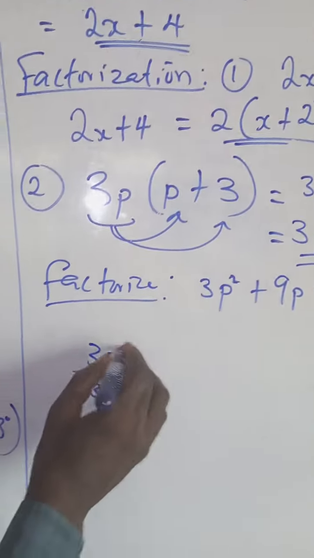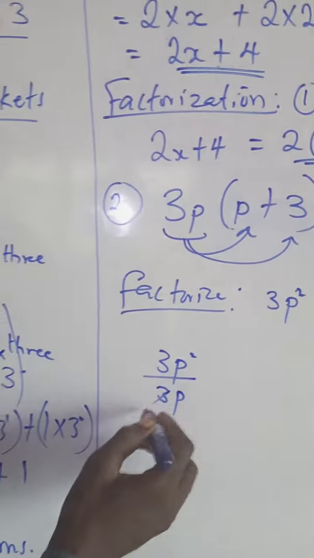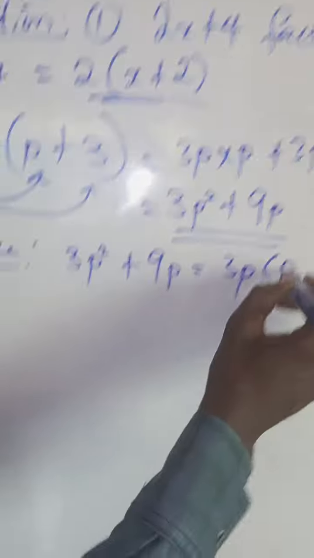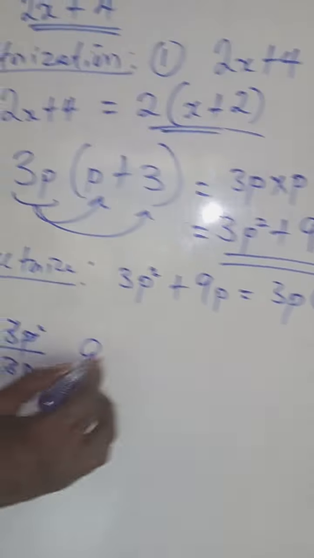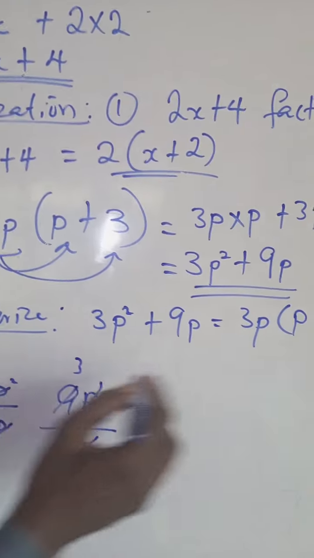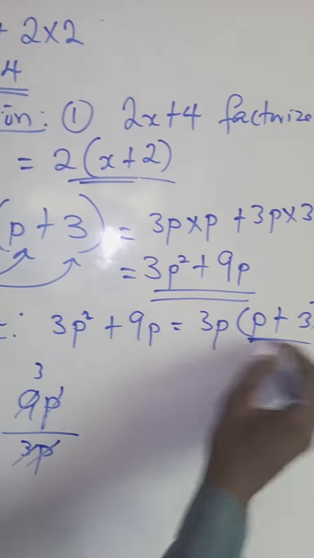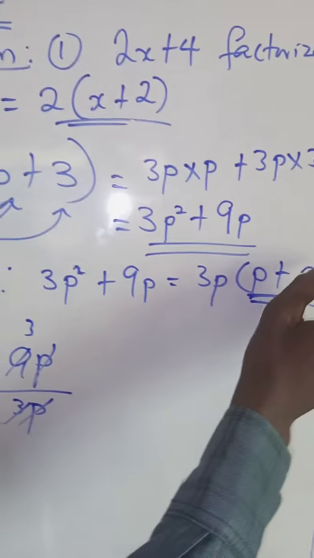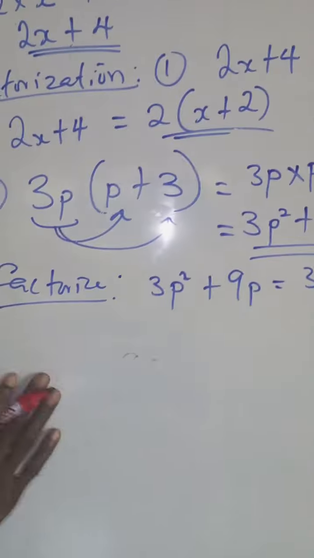3p squared divided by 3p. This 3 cancels this, 1p cancels 1p. It remains 1p. Then 9p divided by the same 3p. p cancels p, here 3. So this one has successfully come back to the beginning. So I could use any of it.